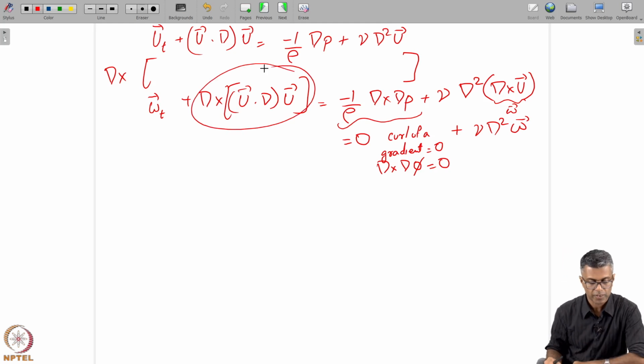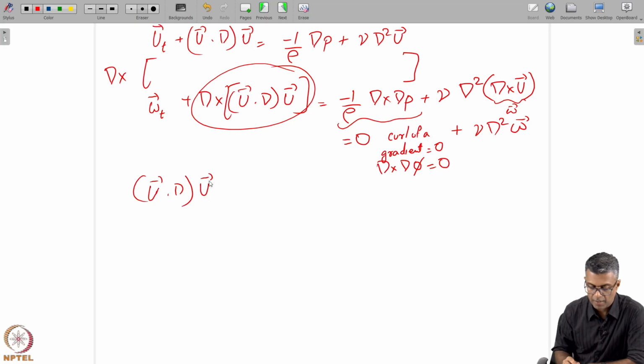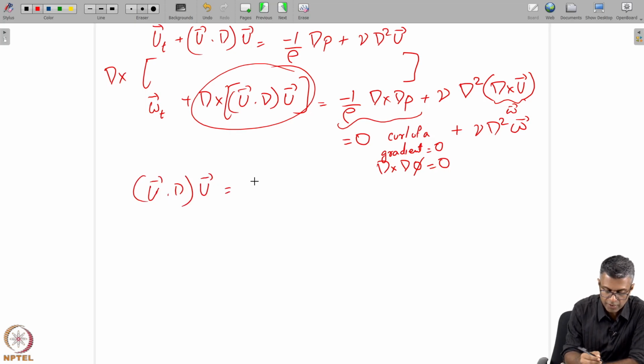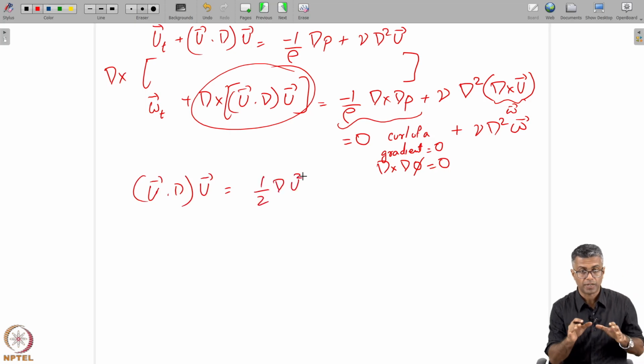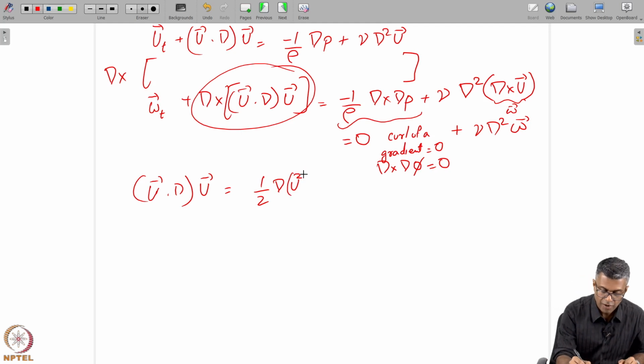And what we'll do is, I want to write this convective term u dot del u in a different form. I will write that as, okay, and I can use vector identities. You can find this online as well. Half del u squared. I'm not going to go into the derivation of this, but I'm going to write it directly. I'm just going to use a vector identity and write the convective term as such. So half del u squared. As you can see, this is del of u squared.